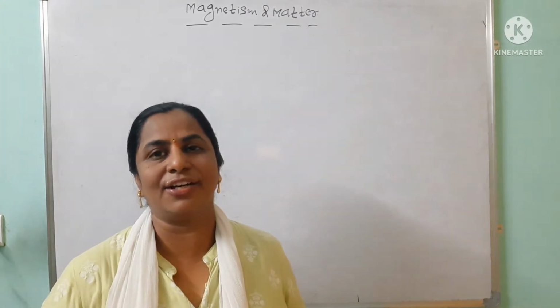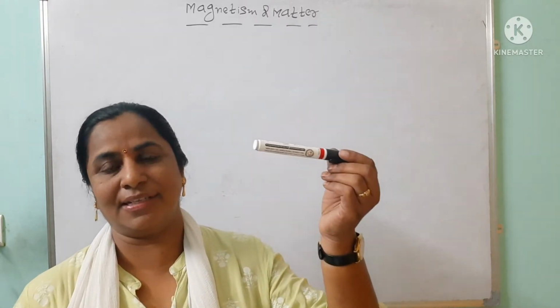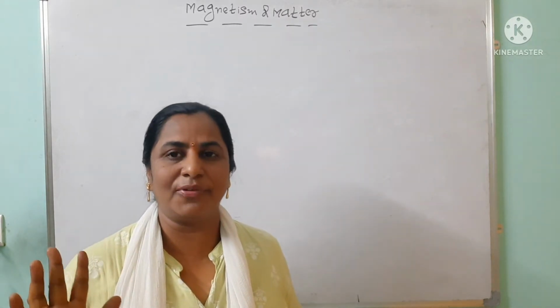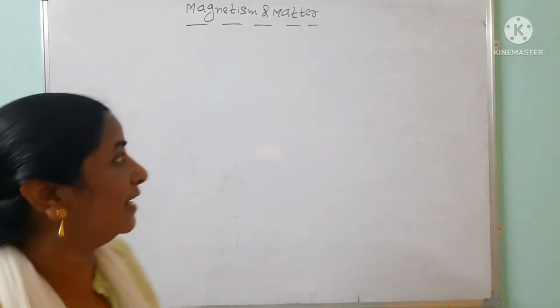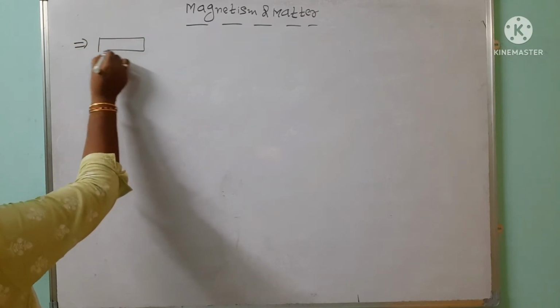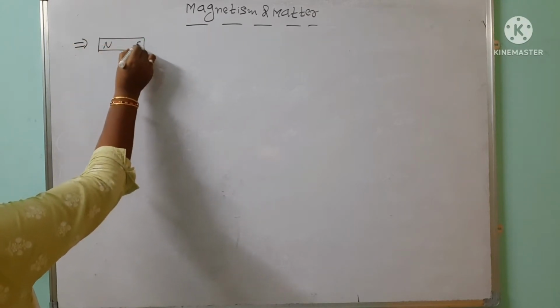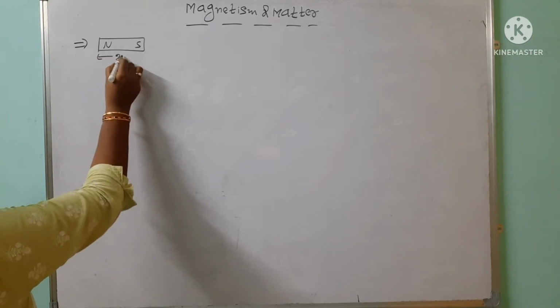Then how to find out the length of the magnet? You can say that simply we can take one scale and measure it. But during the lab we can do like that. What is the exact length of the magnet? This is the magnet. It has two poles, one is the north pole, another one is the south pole. We can take this length as 2L.